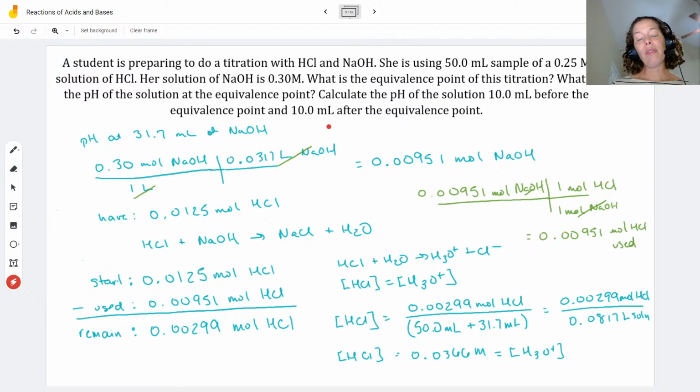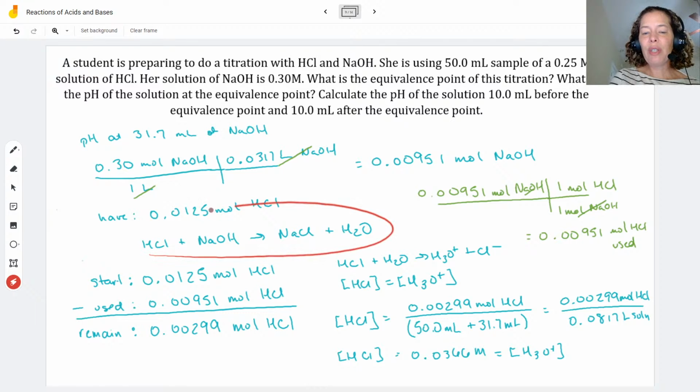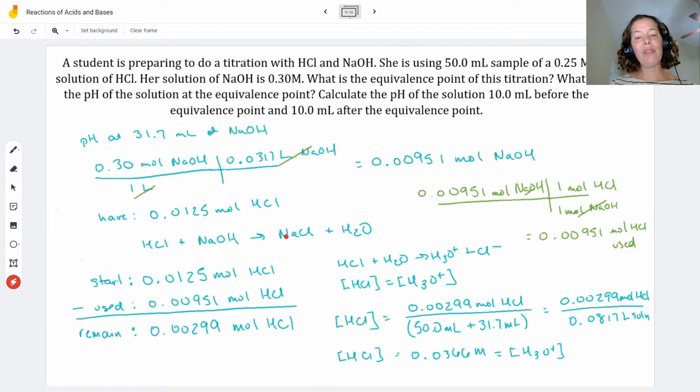So after the equivalence point, again, we're still doing this neutralization reaction. After the equivalence point, it means that we have no more hydrochloric acid. Our pH is going to be dominated by our sodium hydroxide. So we have just a strong base in solution.